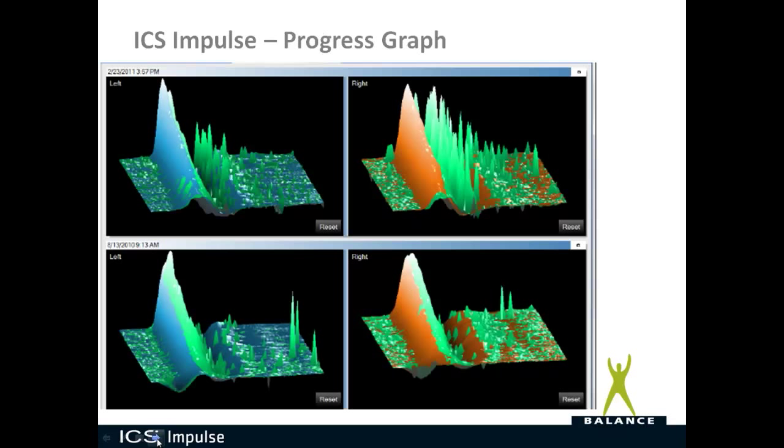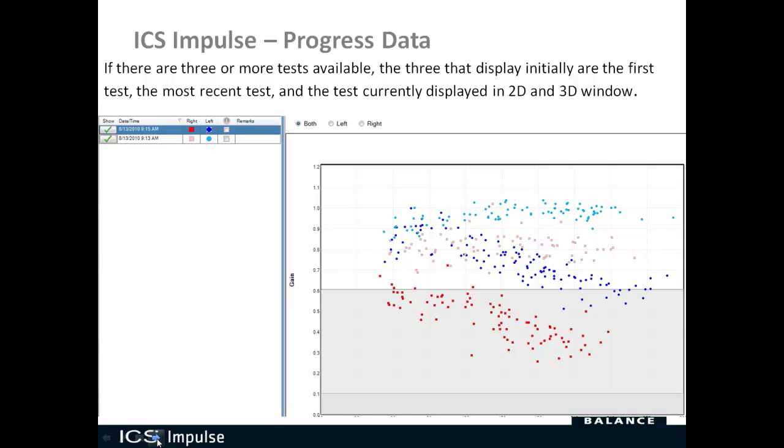Now, you can compare multiple test sessions. This is an example progress graph where there are 2 test sessions, and you can look at up to 5 test sessions, I believe, for the 3D. All of these 3D images you can rotate just like you can in a single 3D image. And then if you want to look at the gain graph, you can go under progress data.